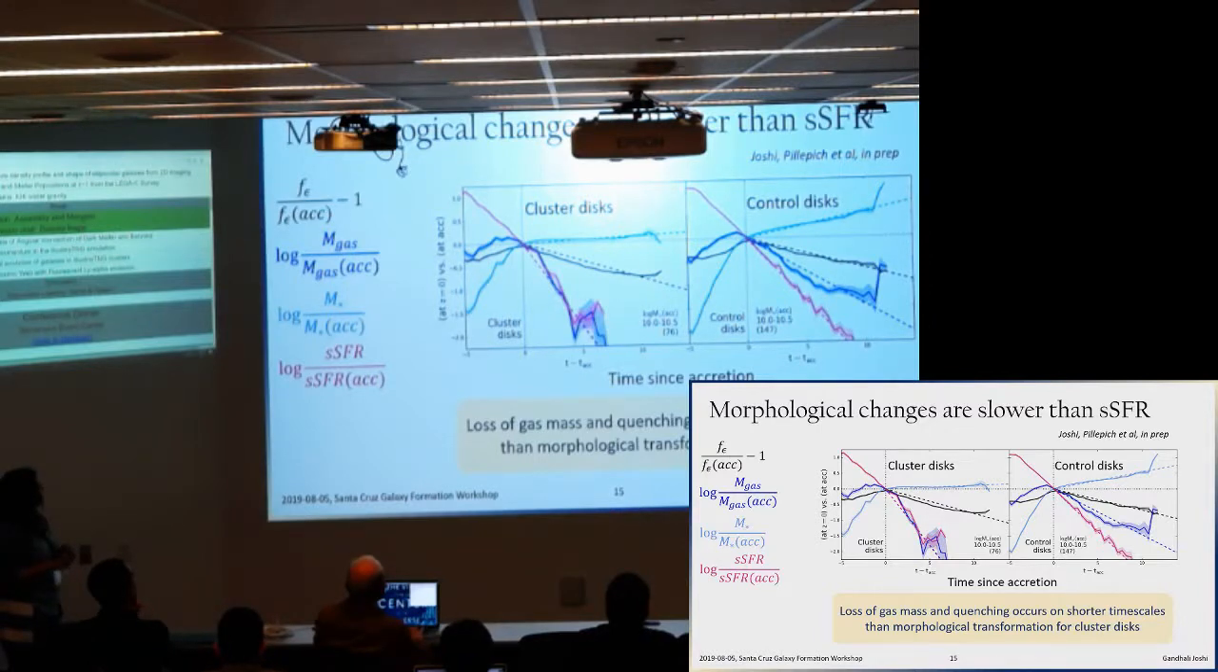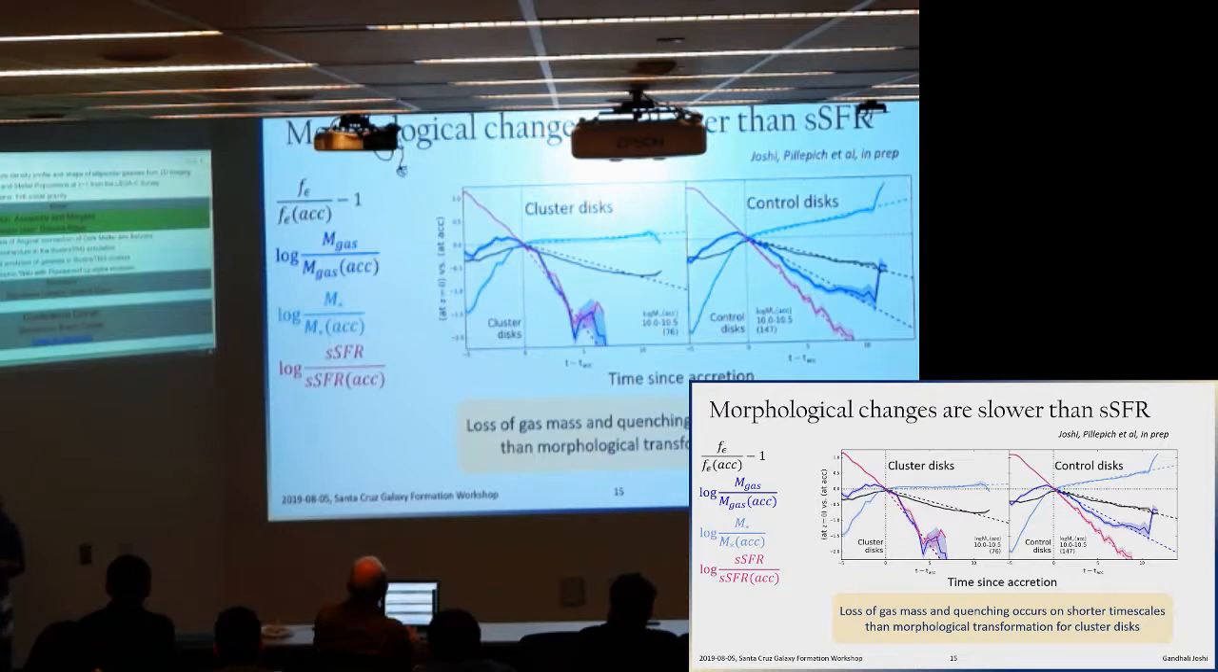And what you see here for the cluster disks is that the galaxies lose most of their gas mass fairly quickly and therefore quench very quickly, because that's the way the Illustris model works. So the quenching happens very quickly, whereas the morphological transformation takes a much longer time. And also the growth of stellar mass is reduced quite a bit. Whereas in the control sample, the galaxies continue to build their stellar masses, obviously, but also retain their gas mass, and so their morphological transformation is not as different in rate compared to the cluster disks.